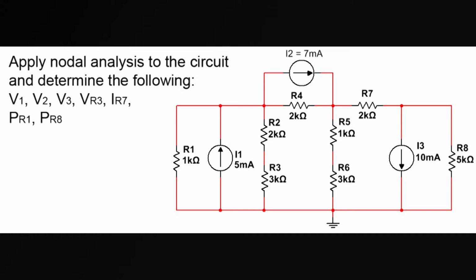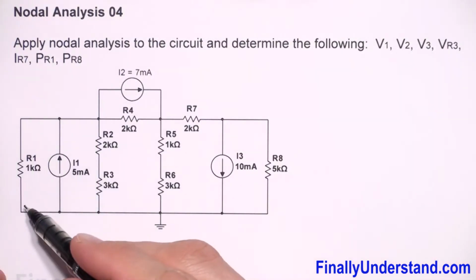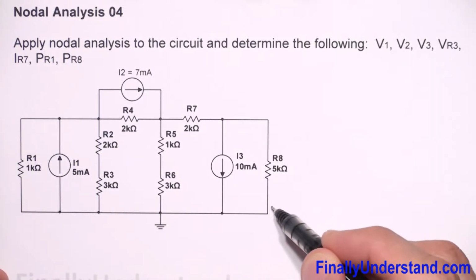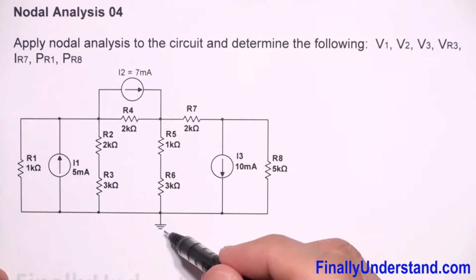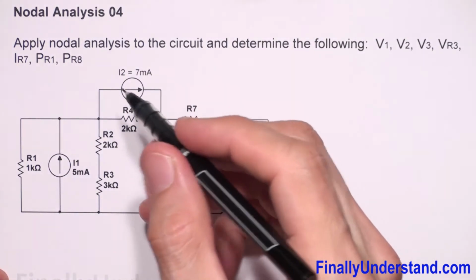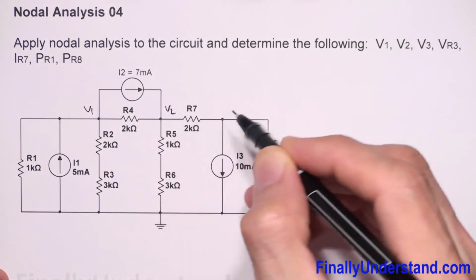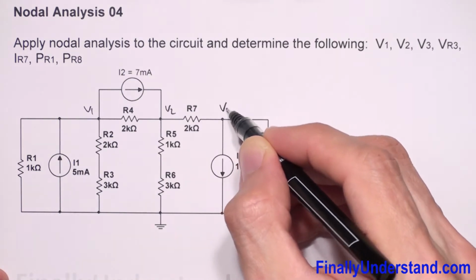Let's take a look at this example. Please notice that this circuit has 4 nodes. This is my reference node, okay? The node which is connected to the ground. And this is my node V1, this is my V2, and this is my node V3.